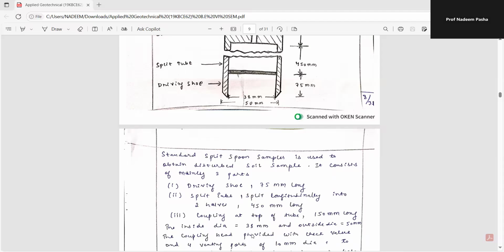So the standard split spoon sampler is used to obtain a disturbed soil sample. It consists of mainly three parts: driving shoe, 75 mm long. So this is the driving shoe. It is called a driving shoe because it is inserted beneath the earth surface.